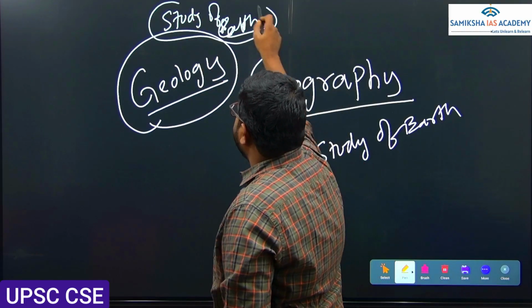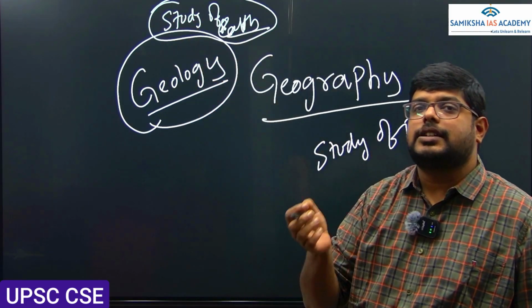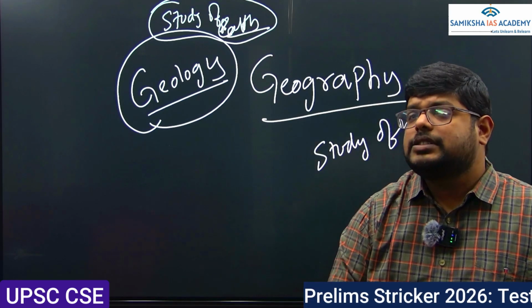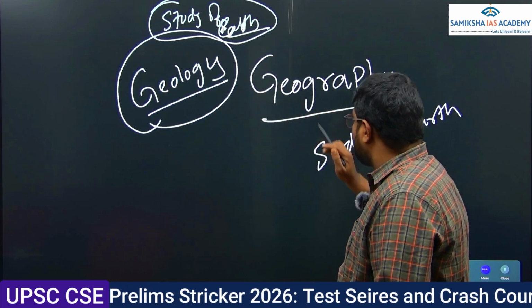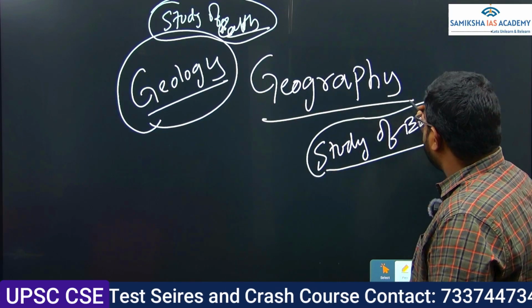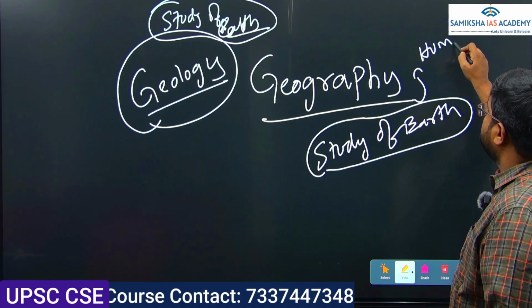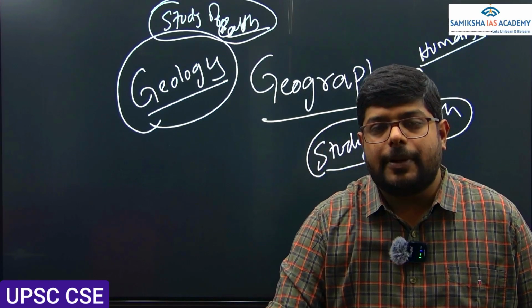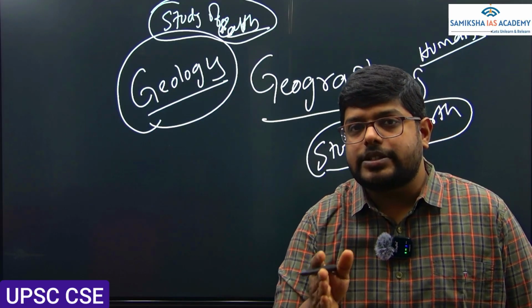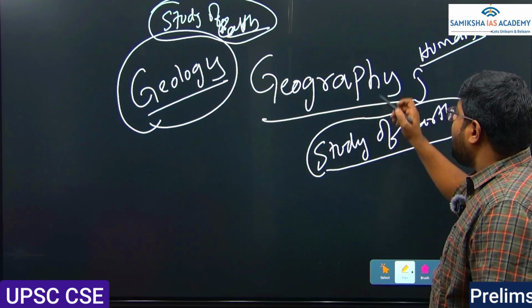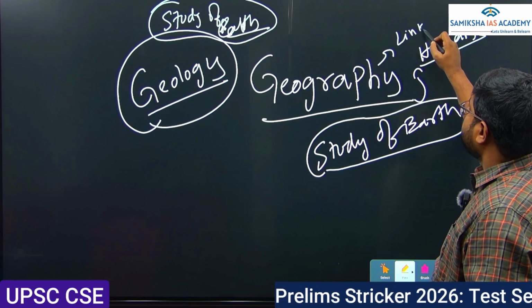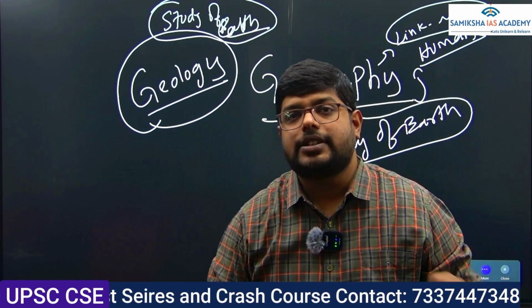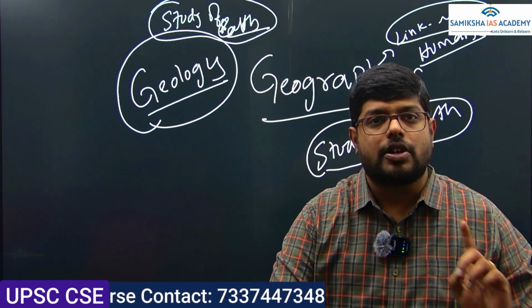That means whatever earth is having, we are studying all the quantities and qualities of that earth, the physical quantities and chemical quantities, and that will be called geology. But geography is the study of that with relationship to human beings. That means everything we are relating with the human being. This is important for human beings, this is not important for human beings. Here we are understanding the link between nature and human beings. This is called geography. So in our civil services we have the subject called geography, we don't have the subject called geology.